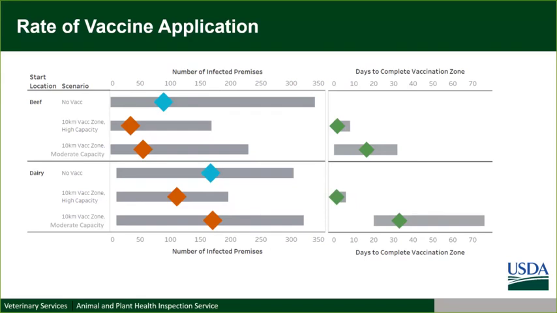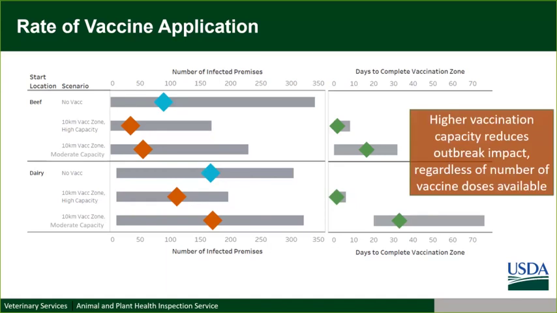You're seeing that as far as looking at the average days to complete a vaccination zone. When it takes about 30 or more days to clear a zone, infected premises are going to continue to increase. You're going to potentially have those indirect movements coming in and out of different areas. But overall, you're just going to have more infected premises than if you're able to increase your capacity to vaccinate, get vaccine into these zones, and be able to work within multiple zones.